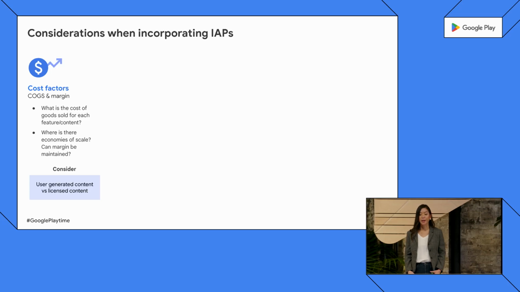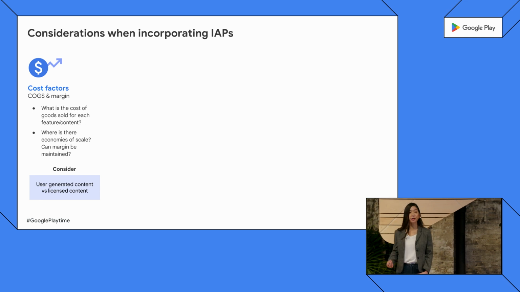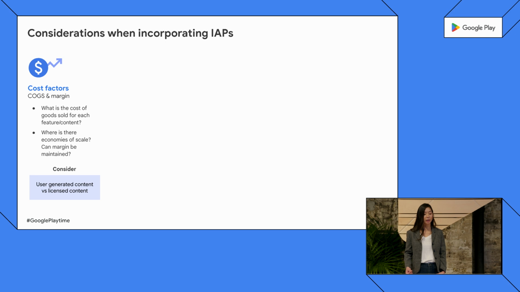So here are some things to keep in mind when you're incorporating IAPs. What is the cost of goods sold? For example, is there a licensing fee tied to the content? Does a feature or content have economies of scale? And how much are users willing to pay for it? Can you maintain a margin for each additional sale?